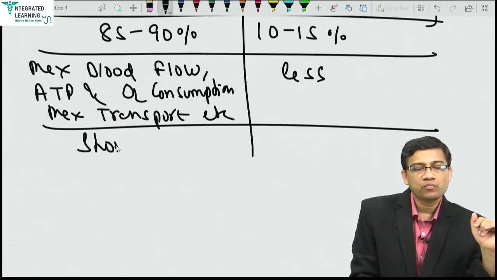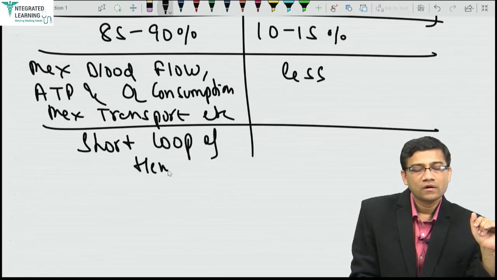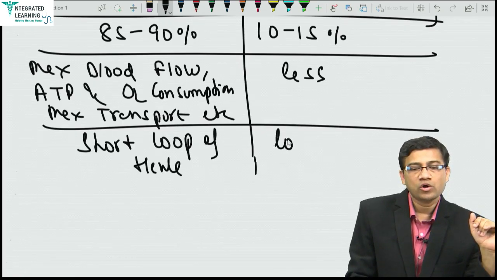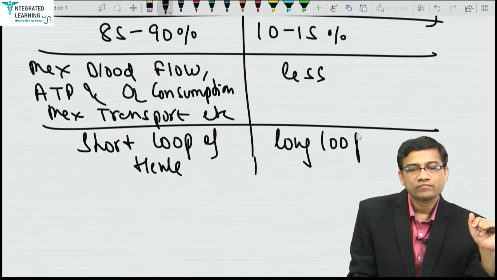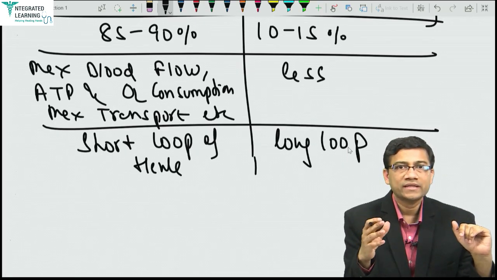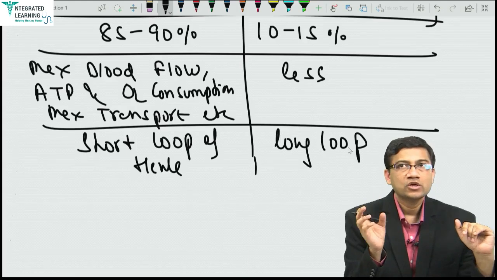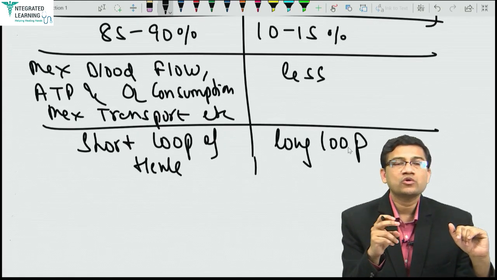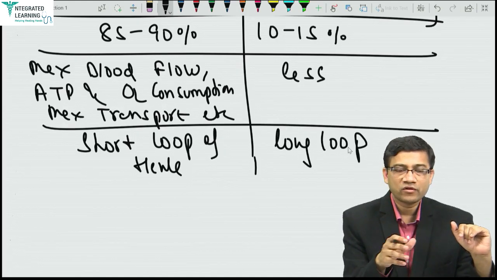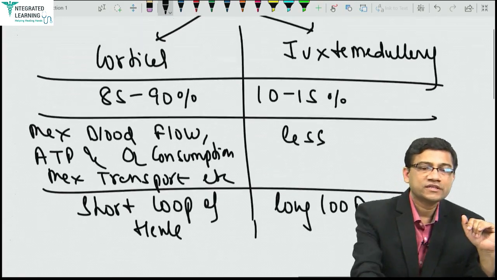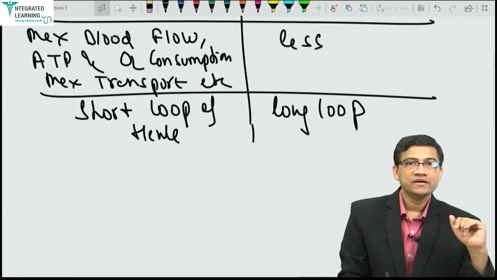They have short loop of Henle, whereas juxtamedullary nephrons have long loops. So short loop and the long loop of Henle. So short loops are where? Short loops are in the cortical nephron, long are where? In the juxtamedullary. Juxtamedullary are very, very long.